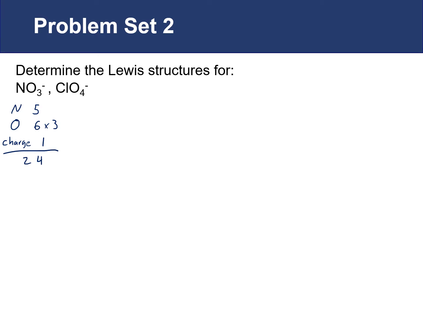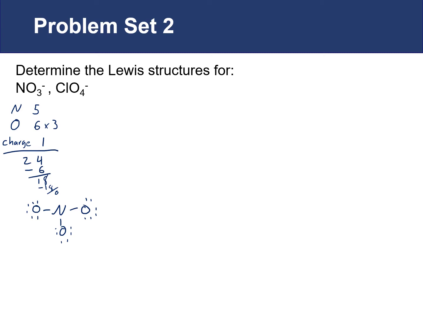So we're going to put our nitrogen in the middle and then bond it to our oxygen. In doing so, we've used up 6 electrons, so we have 18 left. 1, 2, 3, 4, 5, 6, 7, 8, 9, 10, 11, 12, 13, 14, 15, 16, 17, 18. Minus 18, we have 0 electrons left. Looking at our molecule, each of the oxygens has a filled octet. The nitrogen, however, does not.